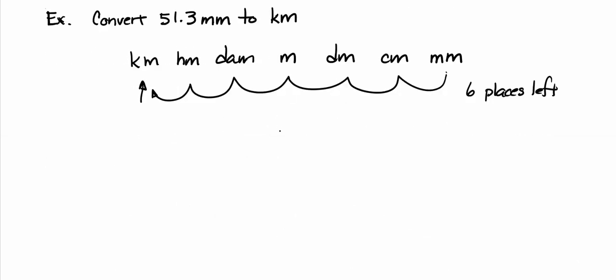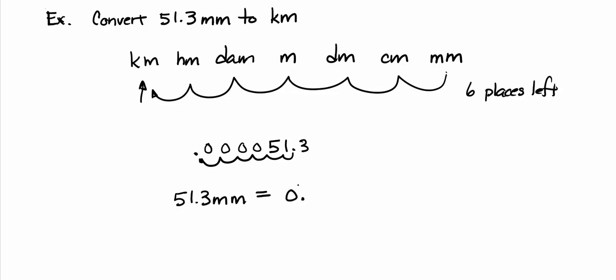So I have 51.3, and I'm going to move it 1, 2, 3, 4, 5, 6 places. That's where my new decimal is, and I'm filling up everything else with zeros. So 51.3 millimeters is the same as 0.0000513 kilometers.